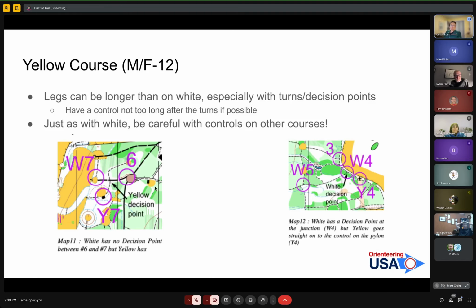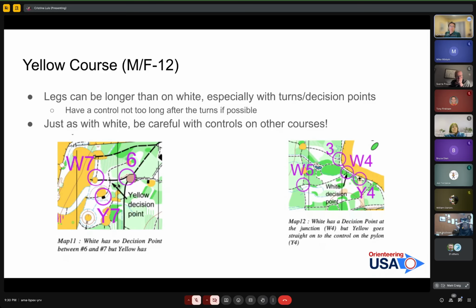In this case, these are two examples of what if your yellow course and your white course cross, right? It's okay. Your yellow and white, in this case, share control 6. White goes on to 7. They have this road to follow here. No problem. This trail is so small, they won't notice it. No decision points, keep going.